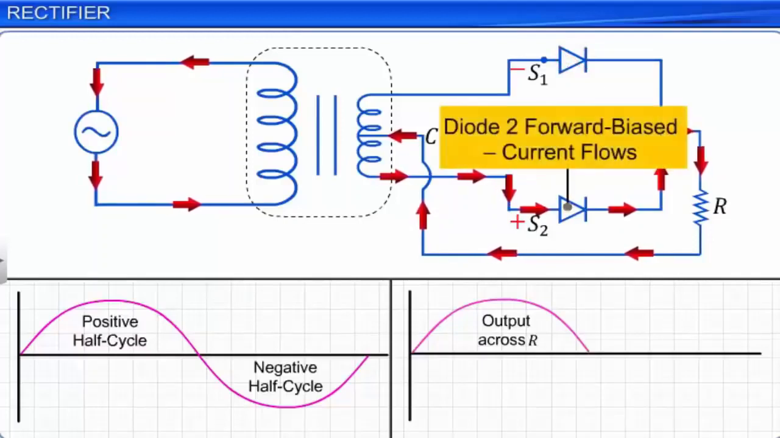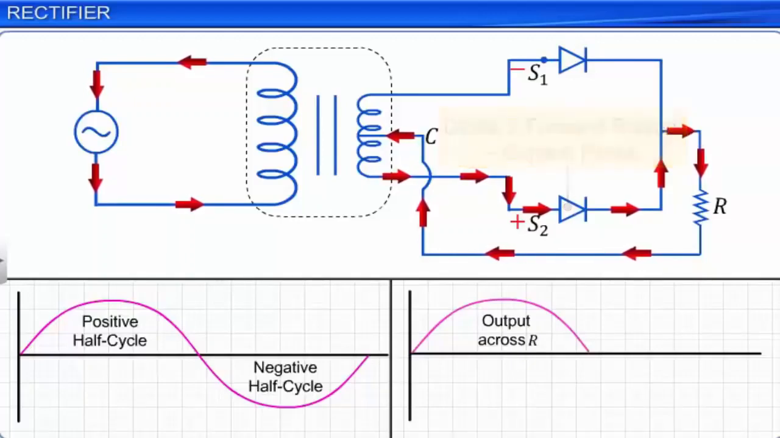Thus, a combination of the two diodes produces more continuous pulses of rectified voltage across the load resistance R. Since this circuit produces rectified output for both the positive and the negative half cycles of the AC wave, it is called a full-wave rectifier. Although the output of a full-wave rectifier is more continuous than a half-wave rectifier, it is still in the form of unsteady pulses of voltage.